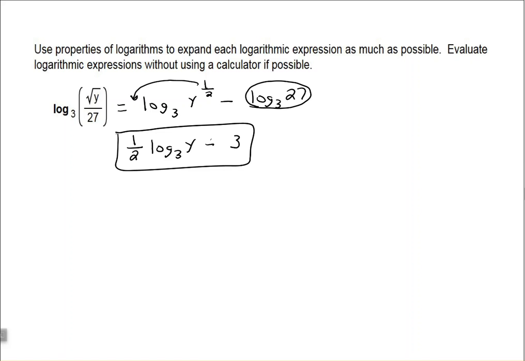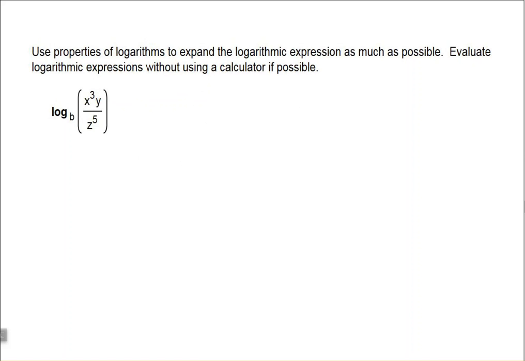All right, simplify. Let's try another one here. So on this one, we have log base b of x to the third times y, all divided by z to the fifth. So the first rule that I'm going to use is to undo the division. I'm going to use the quotient rule.